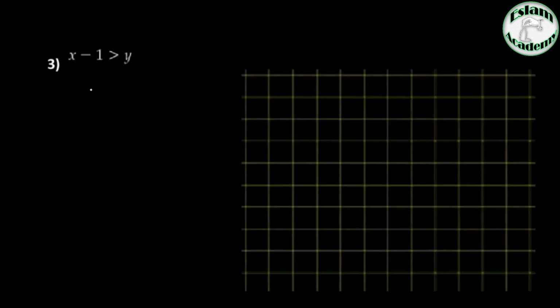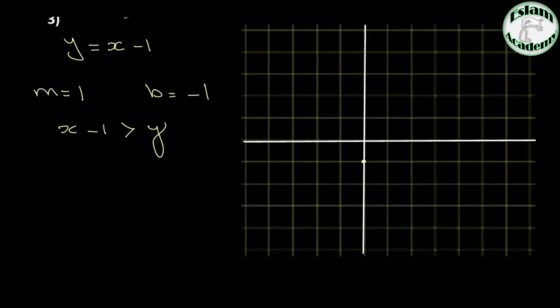Number 3. x minus 1 is more than y. So we start by writing the equation y equals x minus 1. This equation is written in slope-intercept form, so we need to find the slope and y-intercept. The slope is equal to 1 and the y-intercept equals negative 1. So we need to graph the equation, but remember that we have x minus 1 more than y. We start from negative 1 and the slope is equal to 1. It means rise up 1 and run 1. So we'll graph the line which is passing through the 2 points.